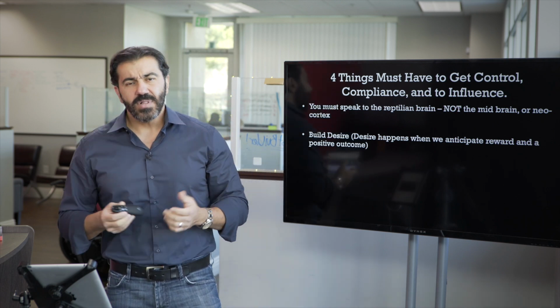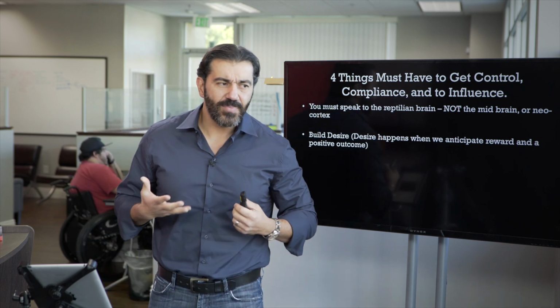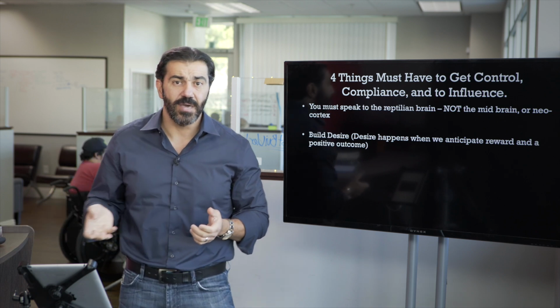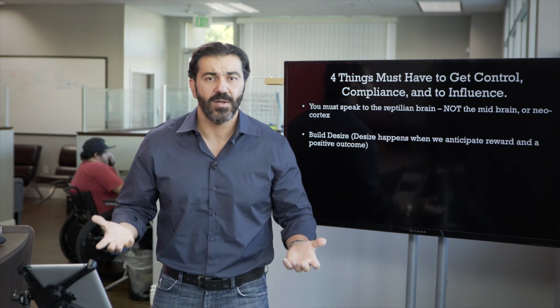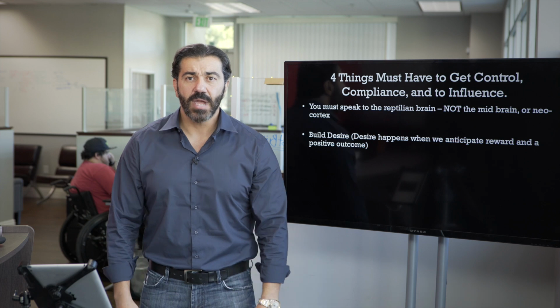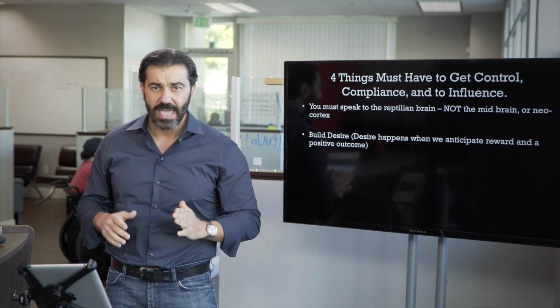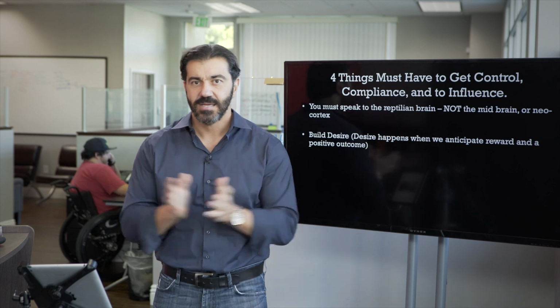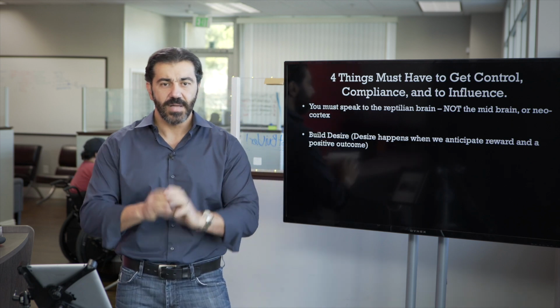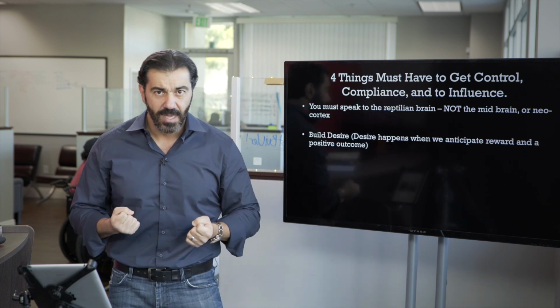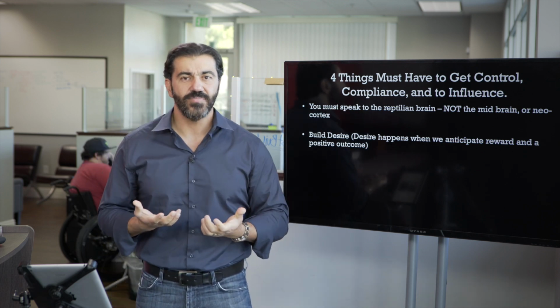So people will always ask me, okay, how do I get people to desire what I want? Well, the first thing is, if someone comes into your gym and says they have 40 pounds to lose, and you're having them do an overhead squat test to see their posterior chain alignment, you're not speaking to their desire. Let's just define desire. Desire happens when people anticipate a reward and a positive outcome. And what is the positive outcome they're looking for? They just told you they're here to lose 40 pounds.